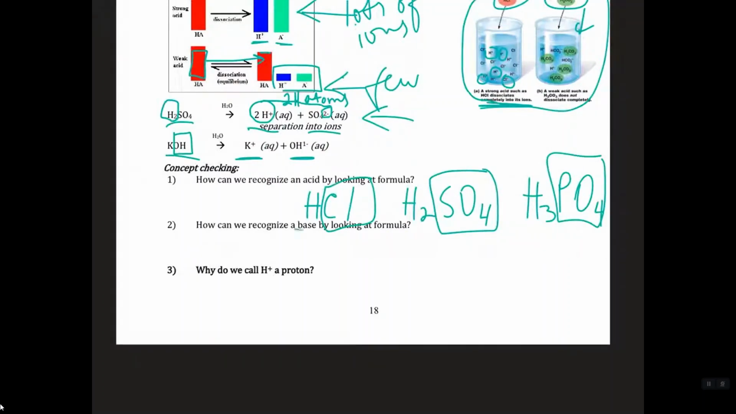How can we recognize a base? Well, in this class, just know that it's going to have a hydroxide ion. It's not always there, but for this class, that's going to be enough. So you'll have a hydroxide ion.